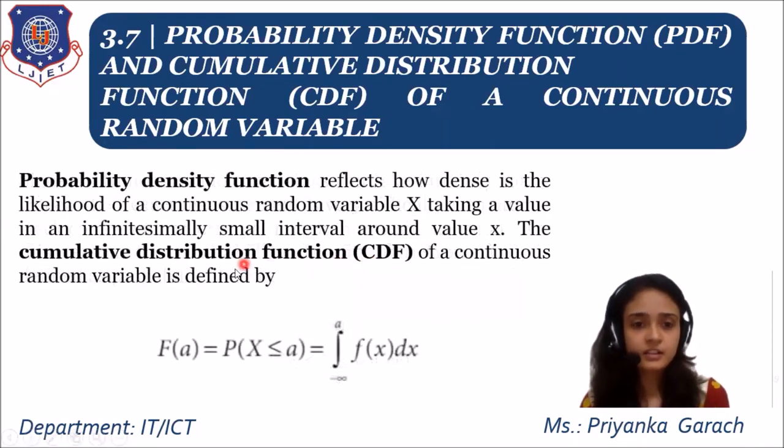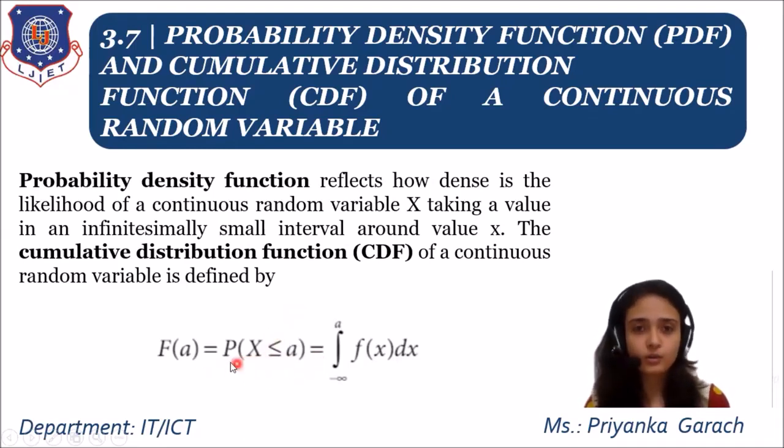Now let's see the formula of the cumulative distribution function. It means you are getting the value like this, that is, the value of x is less than or equal to some value.